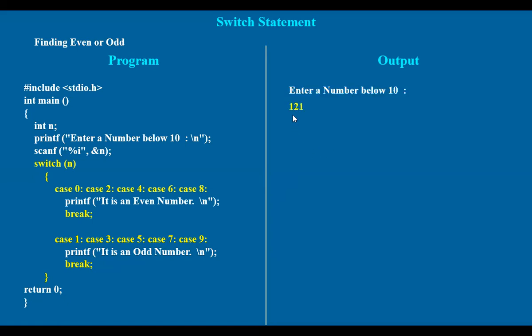Suppose we have entered something else, 121. It is out of range, right? We don't have any case here. Now what happens? Nothing is displayed. Can you tell why? If you observe, we haven't written anything for default. We have written only for 0, 1, 2, 3, 4, 5, up to 9, and identified and written all these values. But for something else, we haven't given any instructions to the computer in this program, so nothing is displayed. We don't even get an error, nothing happens.